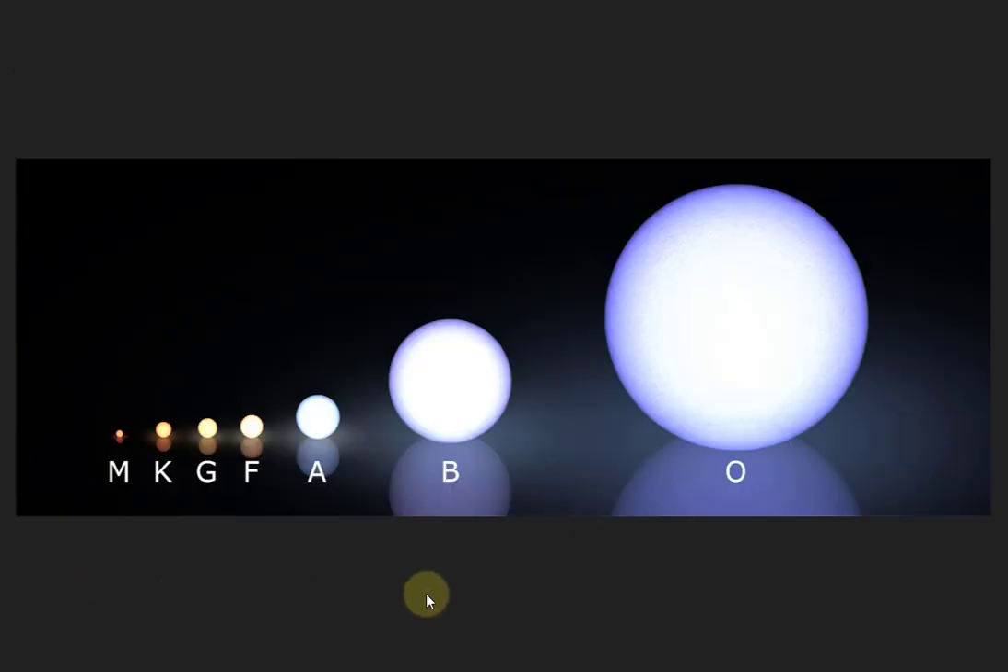The spectral classes of the stars can be remembered by remembering the sentence, "Oh, be a fine girl and kiss me," or "Oh, be a fine guy and kiss me." Not only are the O stars brighter than the B stars, but the O stars are also more massive than the B stars. The O stars are also more luminous than the B stars. The O stars are also bigger than the B stars.